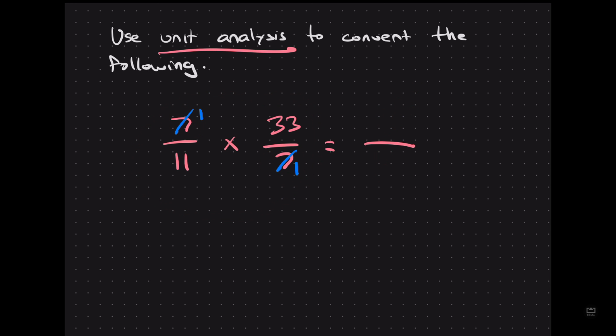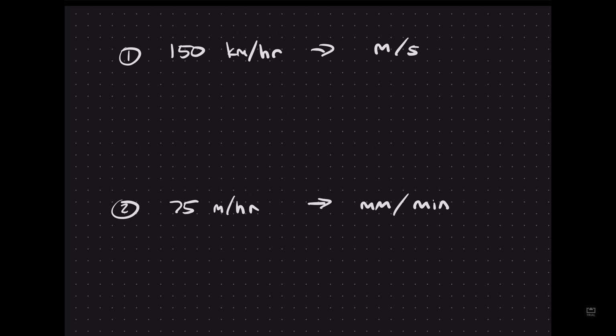Okay, now if I look here, I got a number 33 up top and a number 11. They have a common factor, which is 11, so I can divide 11 into 11 one time and 11 into 33 three times, and now I end up with 1 times 3, which is 3, and 1 times 1, which is 1, and 3 divided by 1 is going to equal 3.